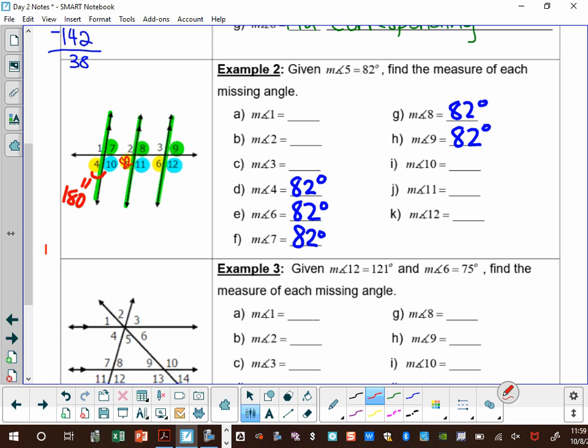4 and 10 together, huh? 98. How'd you get 98? I subtracted. So Chris subtracted 180 minus 82, because angle 4 was 82. So therefore, angle 10 is 98. Are you guys seeing how we can answer all these problems?